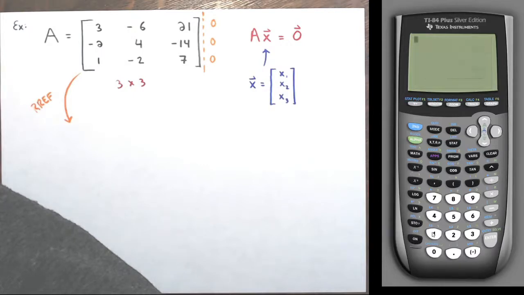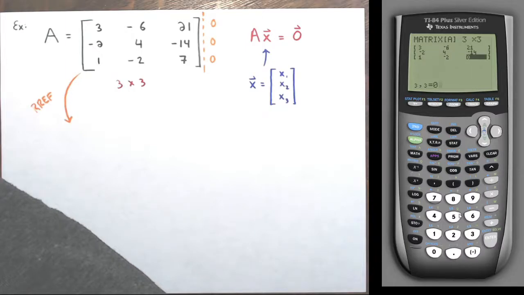There we go. So then you go to the matrix menu. I'm going to go over to edit. Matrix A, like I like to do, and this is a 3 by 3 matrix I'm reducing. First row, 3, negative 6, 21. Second row, negative 2, 4, and negative 14. And the third row, 1, negative 2, and 7.